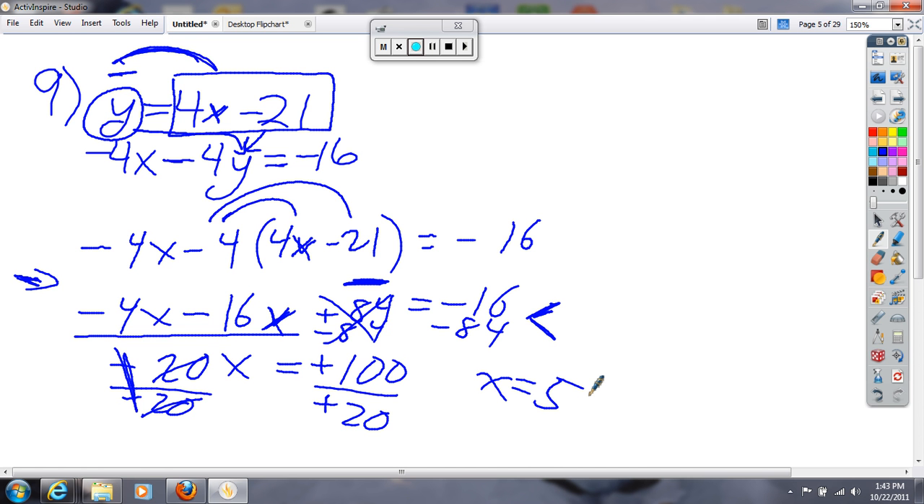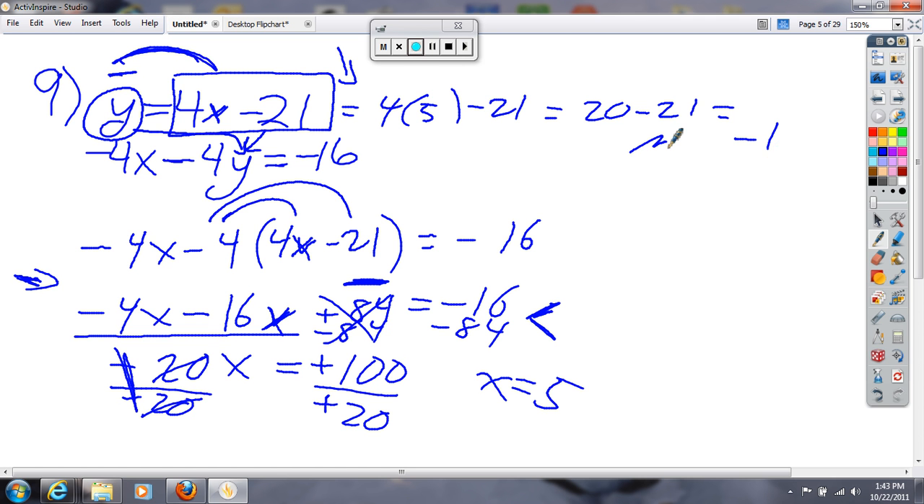That's my first answer. Then I go and take the 5, and I go up here. Here. And I replace the x with 5. So I have here 4 times x, which is 5, minus 21. 4 times 5 is 20, minus 21. So 20 minus 21 is a negative 1, and that is equal to y. Way over here. This goes all the way back to there.